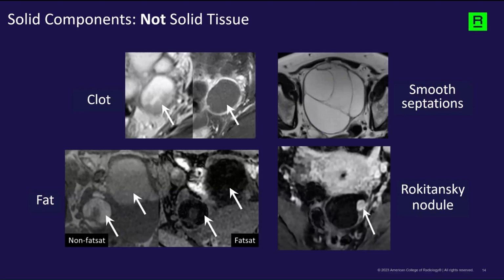And the last example of a solid component that is not considered solid tissue per O-RADS MRI is a Rokitansky nodule. Minimal enhancement of a Rokitansky nodule in lipid-containing lesions would not upgrade the O-RADS MRI score. Here's an example of a dermoid cyst containing a small enhancing Rokitansky nodule, denoted by the white arrow.